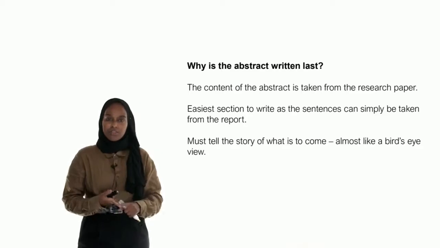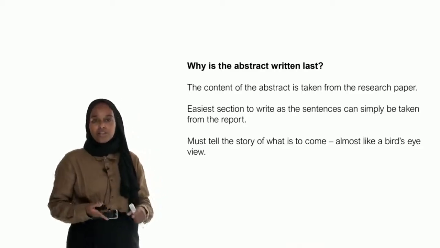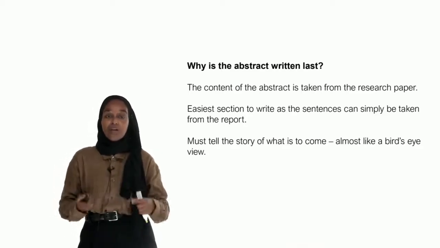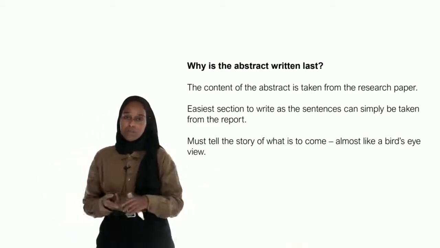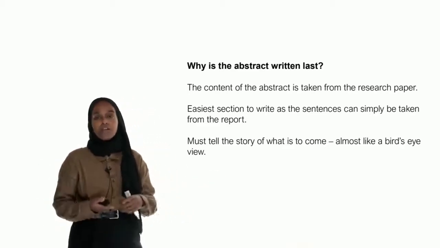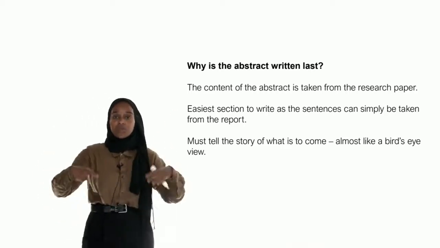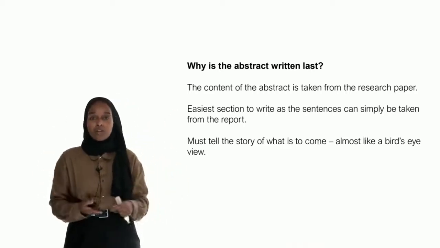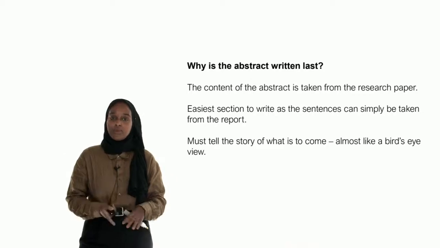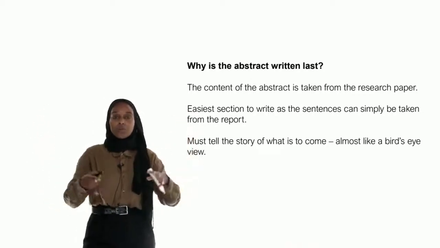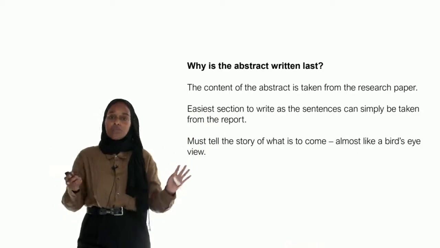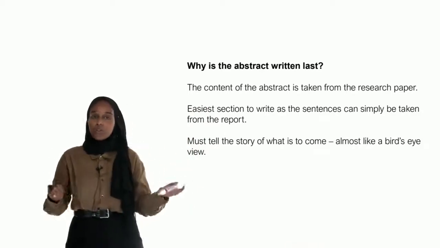Now, why is it written last? You might be wondering why the abstract is the last thing that you are writing when it comes to your thesis, and it's because the contents come from the research paper. So if you think about the research paper, think of it as your story. You need to know what the story is before you write the blurb. The abstract is a bit like a bird's eye view. It is kind of looking at what's going on and looking at what the paper's showing, and then it's describing that through 250 or 300 words.